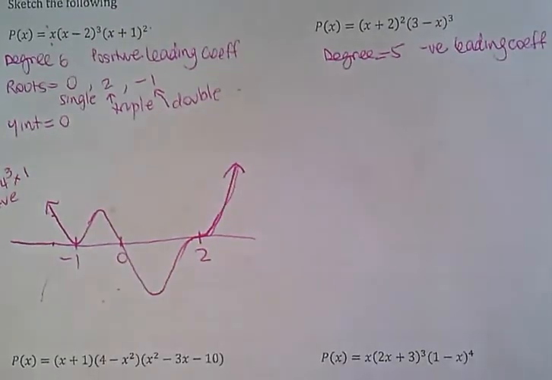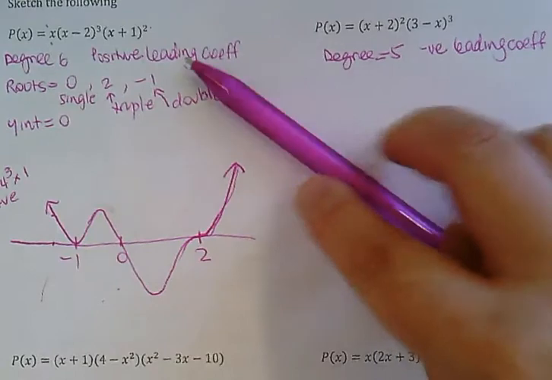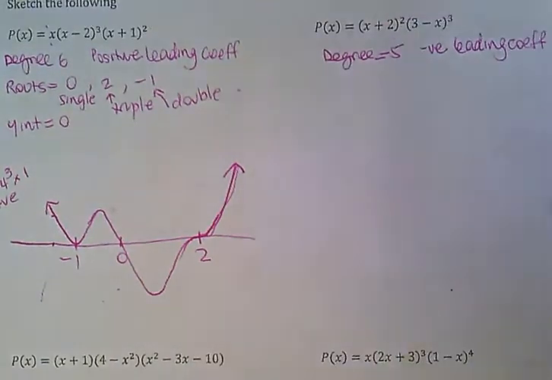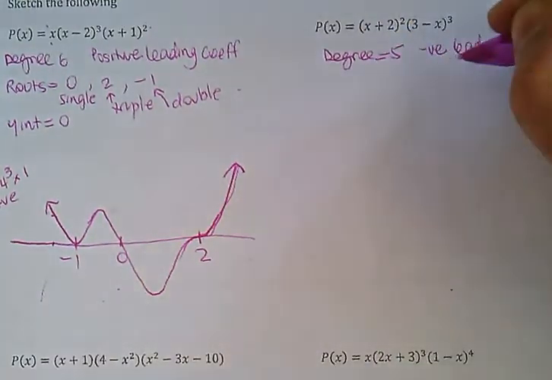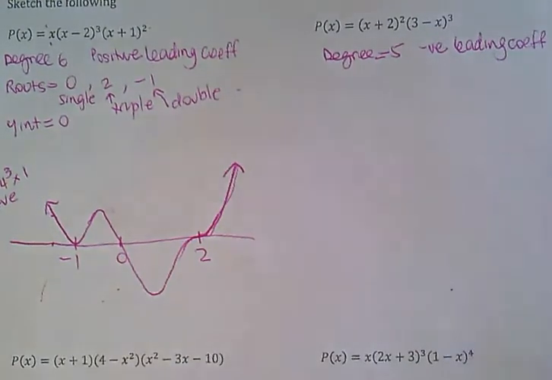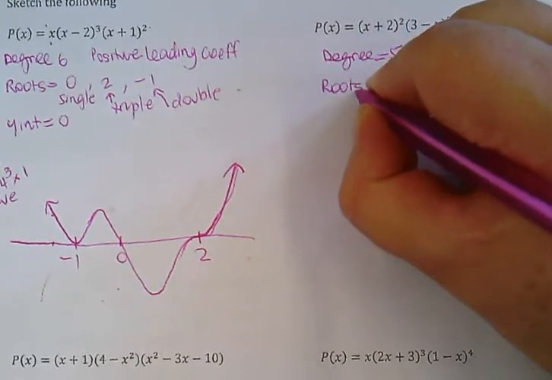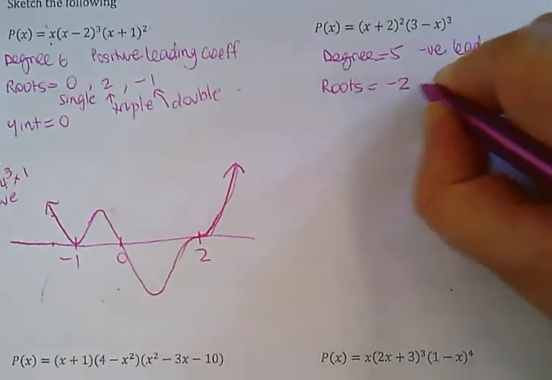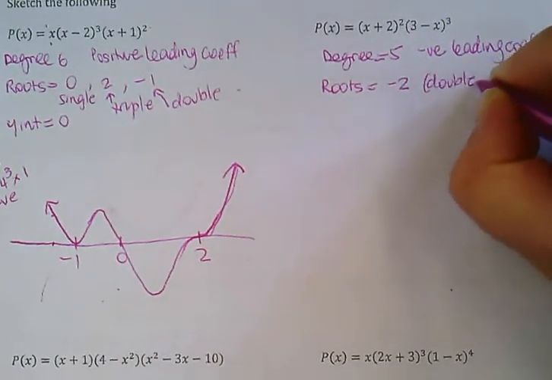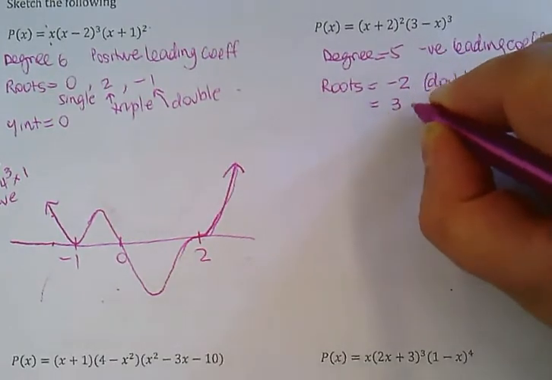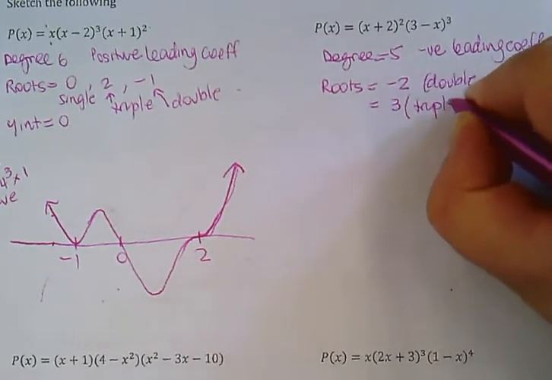Just think of the negative x graph, it goes like this, right? So it starts from up. 1, 2, 3, 5. Anyway, it doesn't matter if you don't remember the shape. What have we got? The roots. We have -2, which is a double root, and we have another root at 3, which is a triple root.